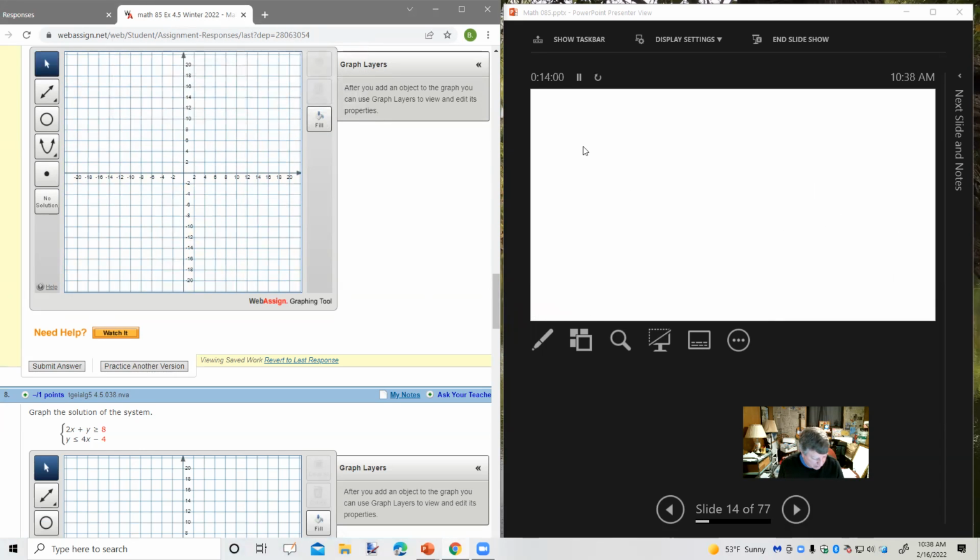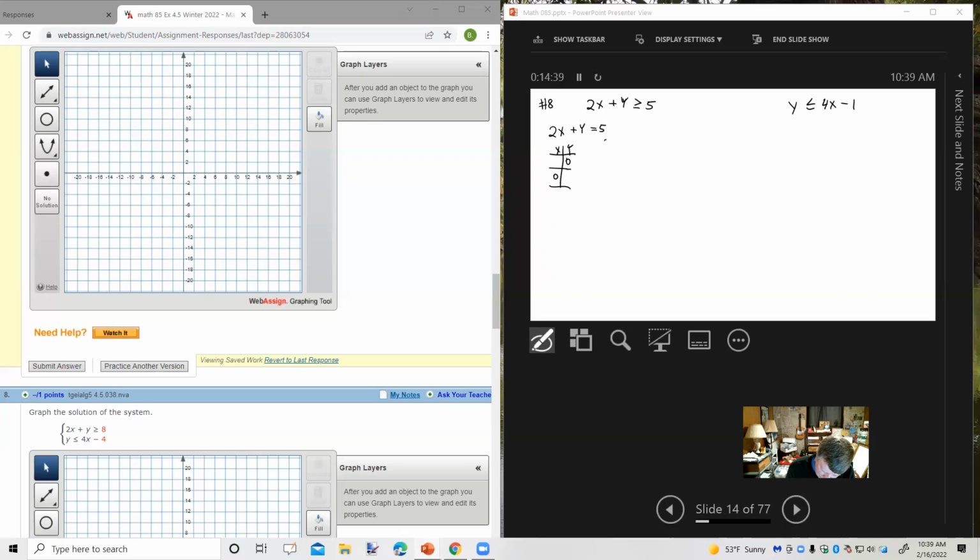And that is again in 4.5. This is number 8. The two inequalities are 2x plus y greater than or equal to 5 and y less than or equal to 4x minus 1. So we're going to use the exact same process. We'll take the first inequality and we'll rewrite the related equation. Then we'll find two ordered pairs.